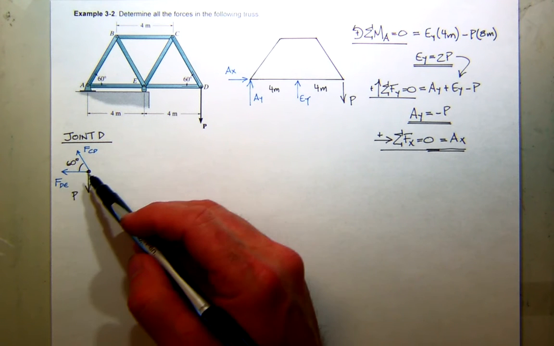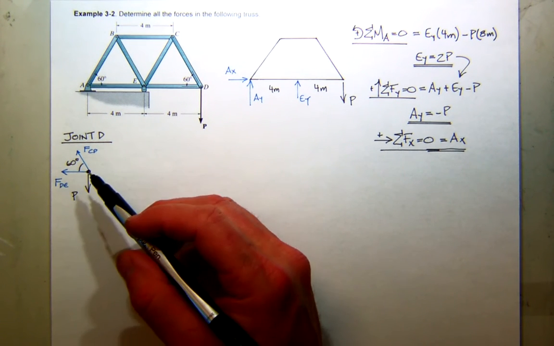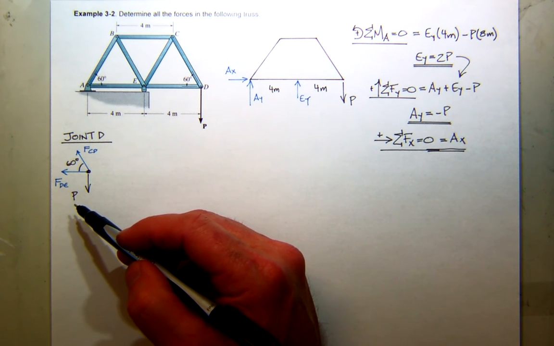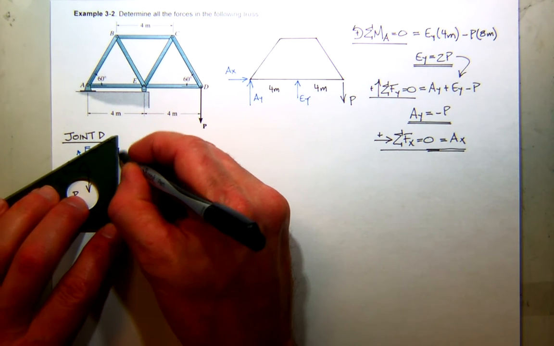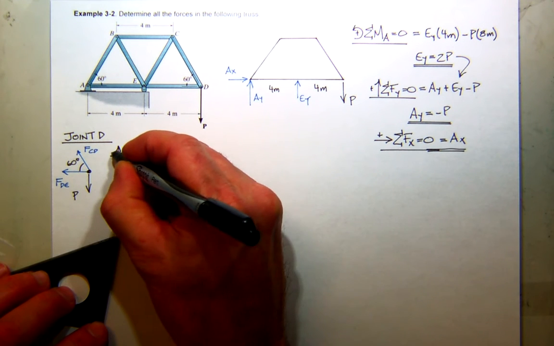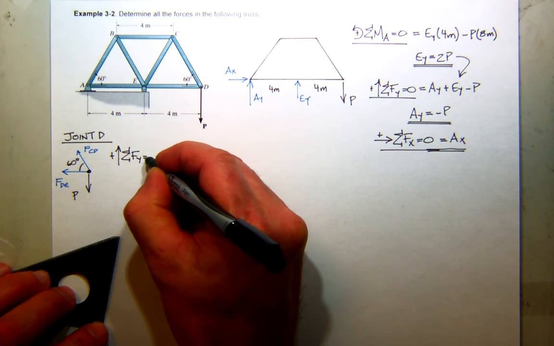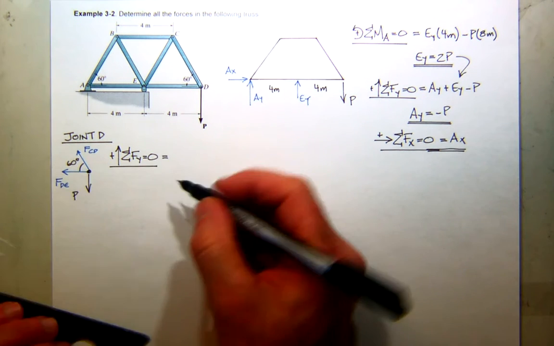Now, DE only has an x component. CD has x and y. So both of them have x components, so we probably won't start with the x equation. We'll start with the y equation. So, summing forces in the y direction, assuming up is positive. There's our equilibrium statement. Let's do that.